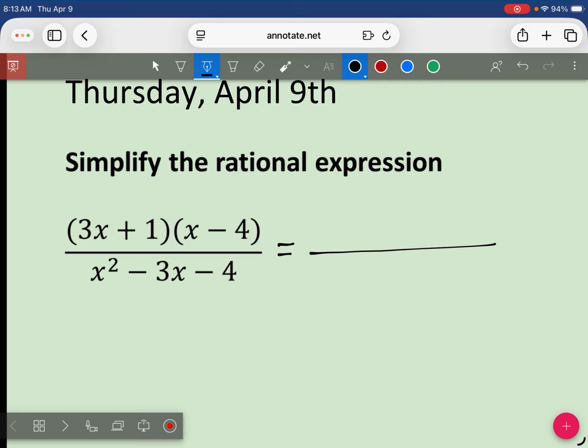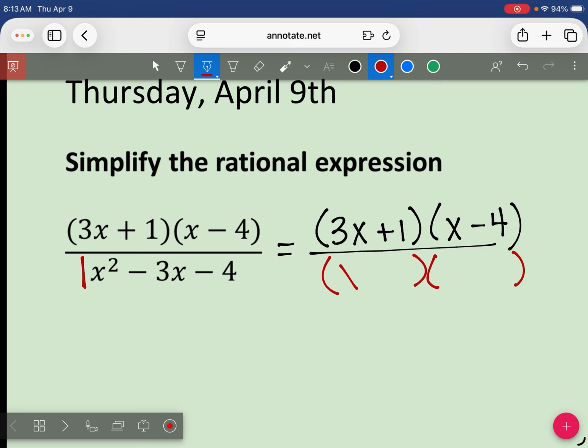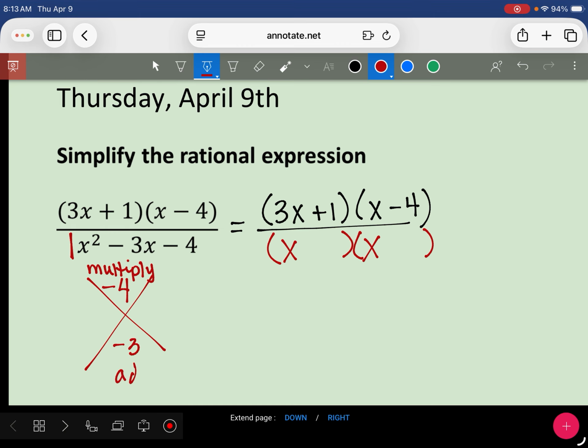The numerator is already factored down, so we don't need to do anything with the numerator. And fortunately, we have an A value of 1, so we can do a shortcut. So we need two numbers. It multiplies to be -4, but they add to give you a -3. Just give me a thumbs up if you think you know the numbers.